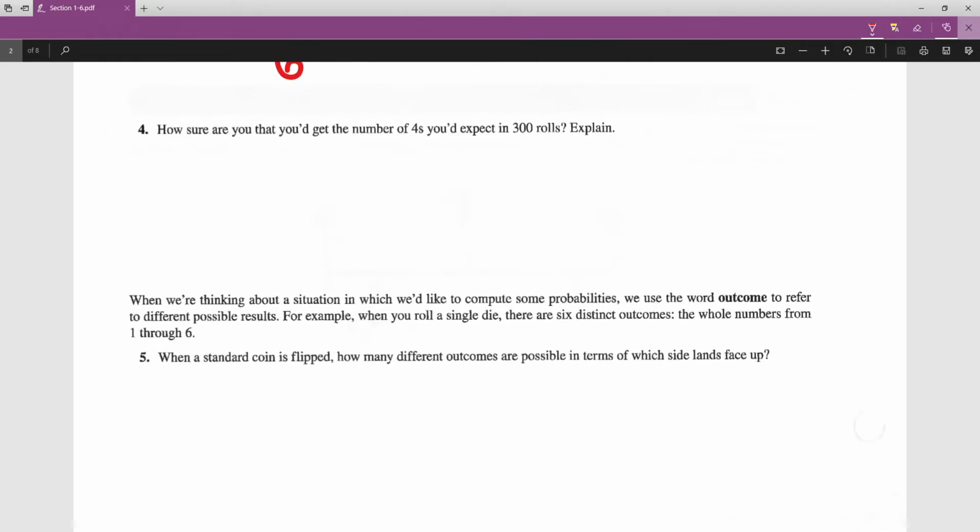When we're thinking about a situation in which we'd like to compute some probabilities, we use the word outcome to refer to different possible results. For example, when you roll a single die, there are 6 distinct outcomes, the whole numbers from 1 through 6. When a standard coin is flipped, how many different outcomes are possible in terms of which side lands face up? How many outcomes are there for flipping a coin? Well, there's heads or tails. So when we flip a coin, we have two possible outcomes.